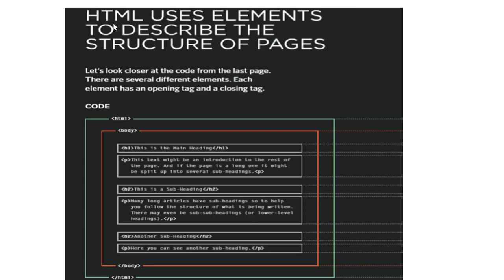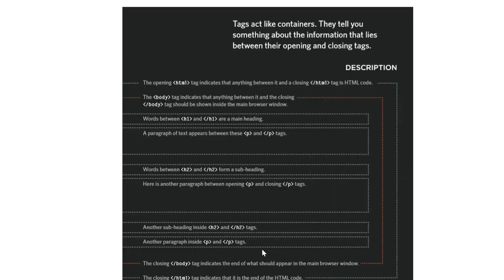This is the structure of HTML. HTML elements describe the structure of the page. Let's look closer at the code from the last page. There are several different elements. Each element has an opening and closing tag: html, closing html, body, closing body, h1, closing h1, paragraph, closing paragraph, h2, closing h2, paragraph, closing paragraph, another heading h2, closing h2, paragraph, closing paragraph. This is the simple structure of an HTML document.